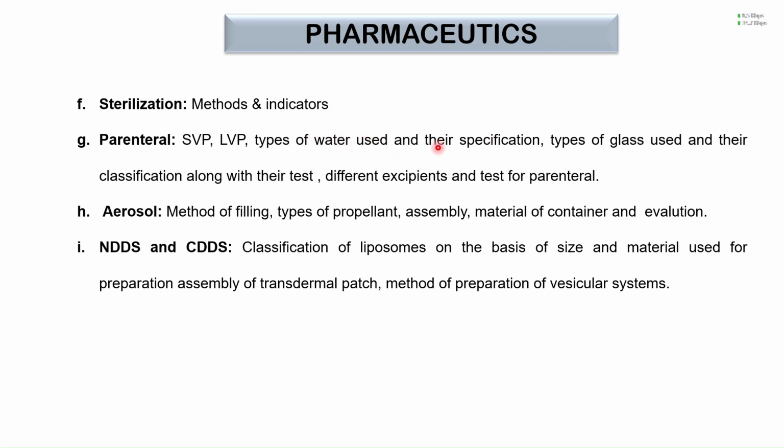As I listed over there, the specifications are also important for water for injection, and types of classes and their classification along with the tests. Types: type 1, type 2, type 3, type 4 classes. What is the difference between these classes, and what are the tests used for evaluation of these types of classes, and different excipients for parenterals.